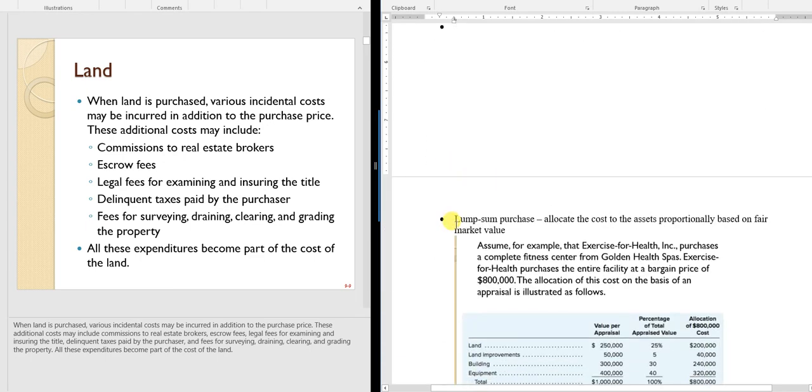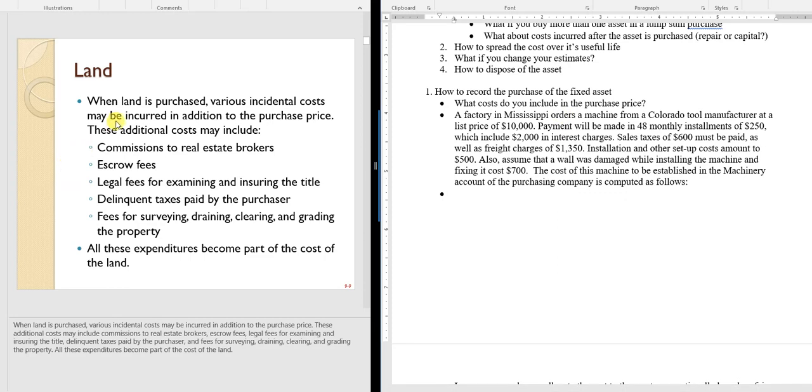Okay. Next one. We're still in what's added to the cost of the asset. So think about getting land ready for its intended use. Some of the things that you would spend on getting land ready for its intended use are commissions, escrow, legal, delinquent taxes, etc. All of these expenditures are added to the cost of the land. So I have one debit to land, which includes the sum of all those numbers.